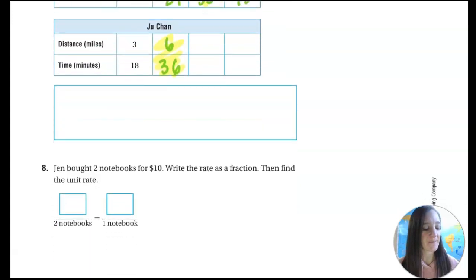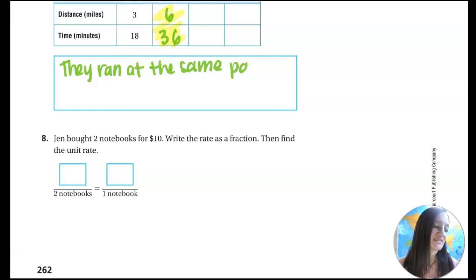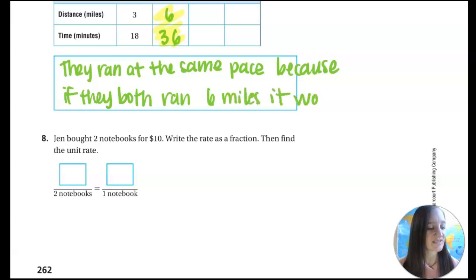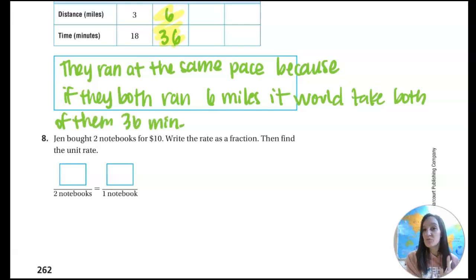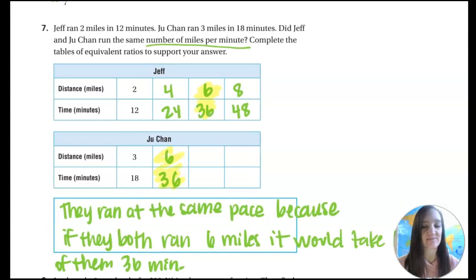So we can say they ran at the same pace because if they both ran 6 miles, it would take both of them 36 minutes. Okay, so that's option 1, that you could prove to me that they are running at the same miles per minute.